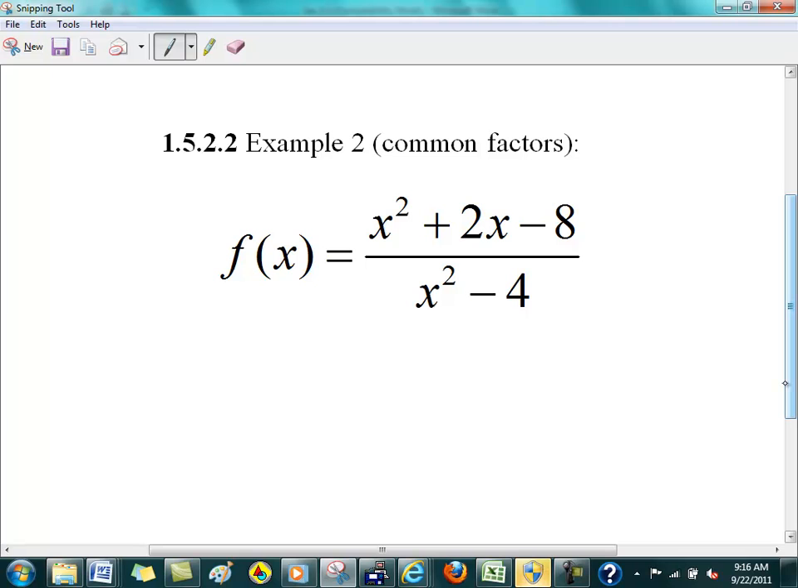Okay, do you guys graph that? Yeah. Okay, do you guys get 2 asymptotes? Yeah. You do?